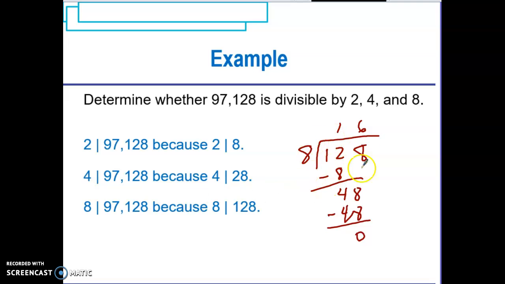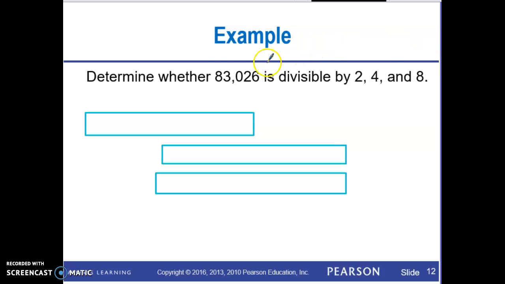So even though you did have to do a little bit of long division here, it was a lot less long division than if you had to divide this entire number. It's just a shortcut for being able to determine if a number is divisible or not. Okay, how about this one? 83,026. Okay, pause the video, see what you think about those 3.